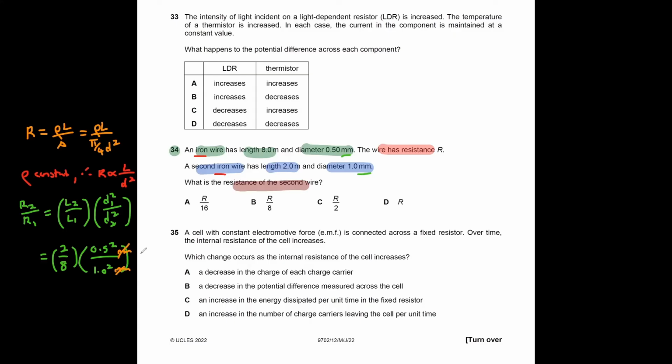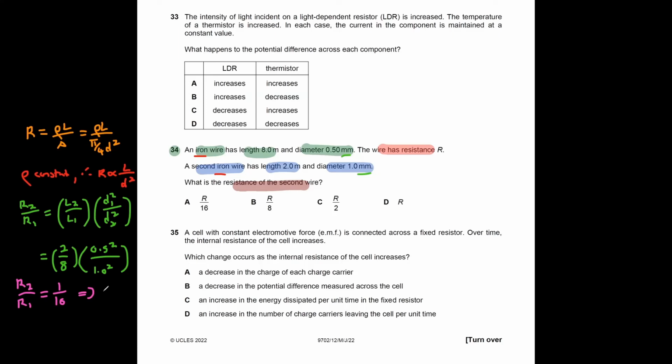Even if I bother to change it to meter, they will still cancel each other off. So it doesn't make any sense to change to meter. You can just leave the units as they are because they cancel each other off. Okay, so once you've done this, you will calculate the final ratio as 1 over 16. R2 to R1 is 1 over 16.